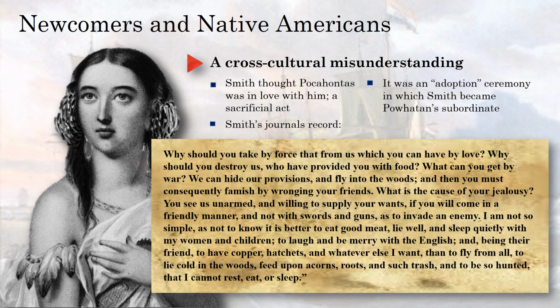Well, here's what John Smith's journal records. These are the words of Powhatan. He says, "Why should you take by force from us what you can have by love? Why should you destroy us who have provided you with food? What can you get by war? We can hide our provisions and fly into the woods, and then you must consequently be famished by wronging your friends. What is the cause of your jealousy? You see us unarmed and willing to supply our wants if you will come in a friendly manner and not with swords and guns to invade an enemy.